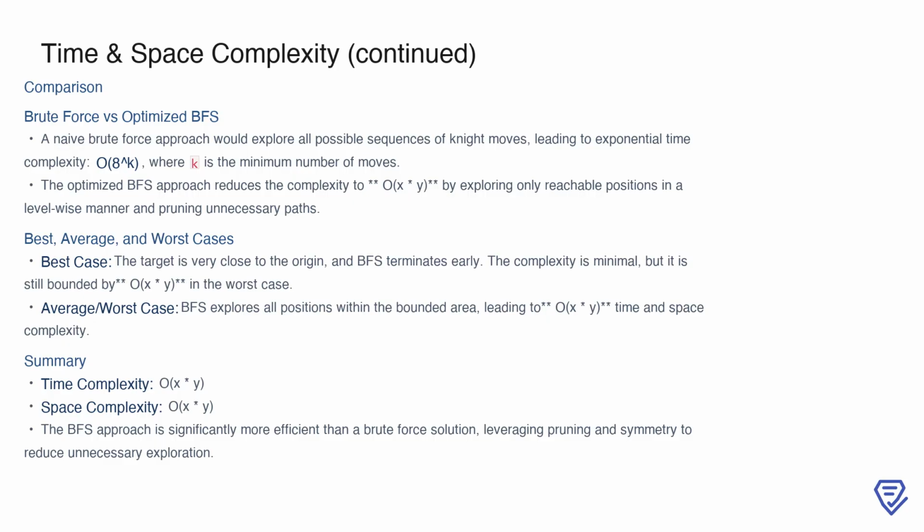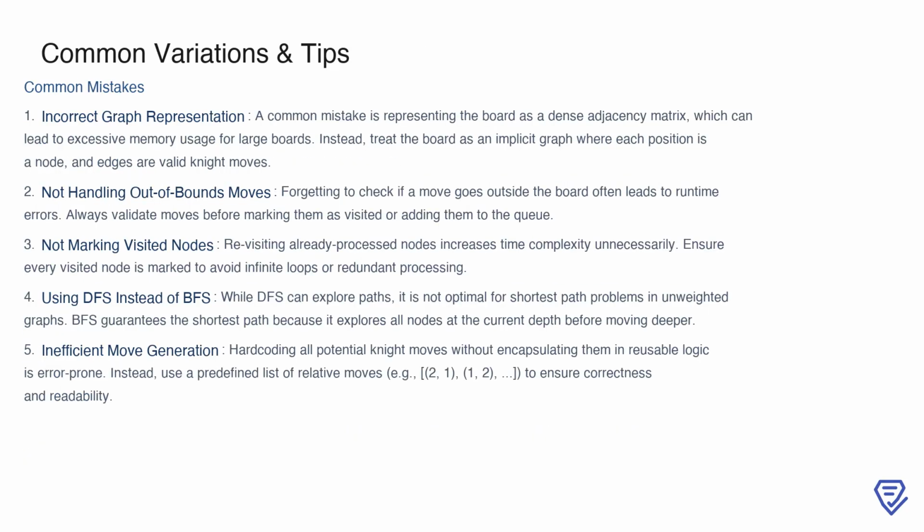It ensures that both time and space complexities remain proportional to the size of the bounded search area, making it a practical solution for this problem. When solving the minimum knight moves problem, there are several common mistakes to watch out for. First, avoid representing the board as a dense adjacency matrix.